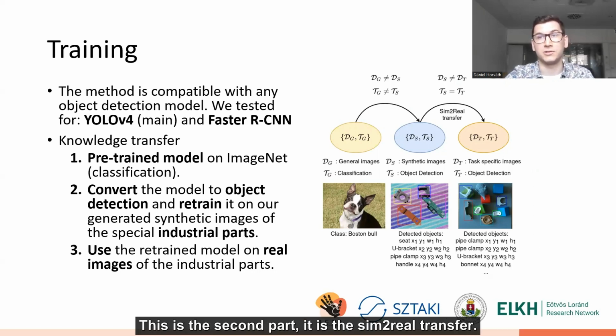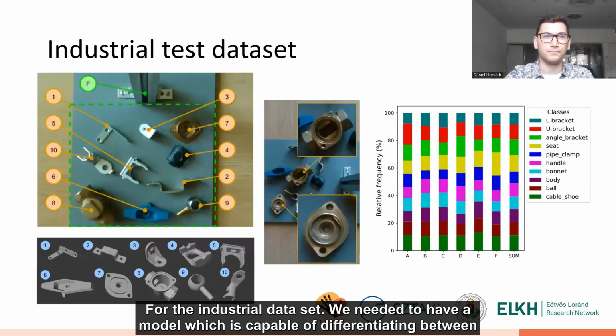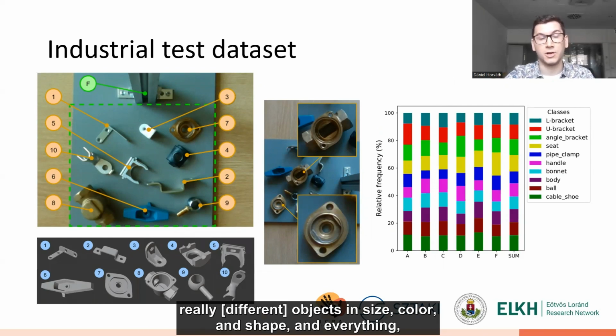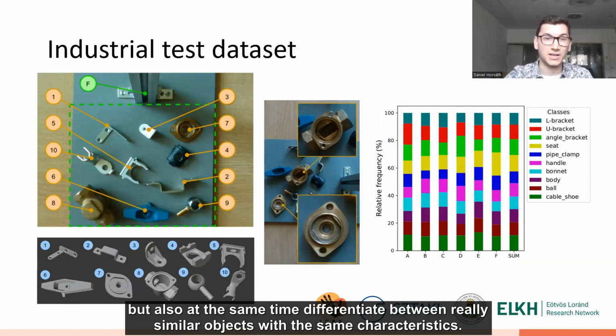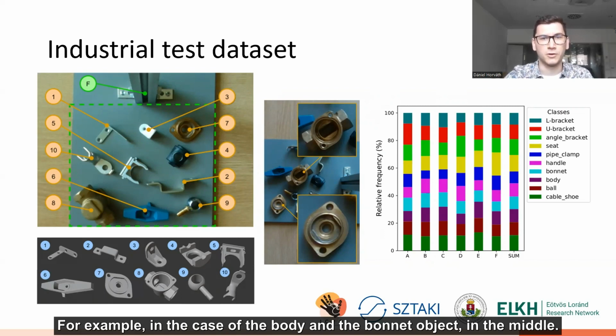This is the second part, the Sim2Real transfer. For the industrial data set, we needed a model which is capable of detecting really similar objects in size, color, shape and everything, but also at the same time differentiating between objects with the same characteristics, for example, the body and the bonnet in the middle. And so we created this data set, taking these factors into consideration.